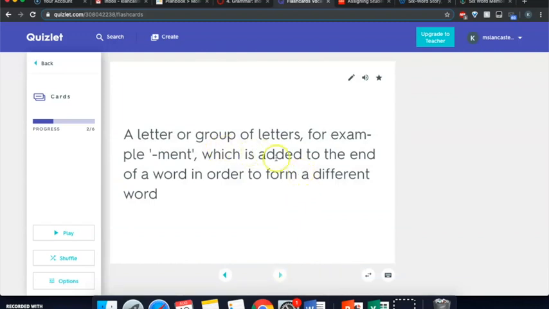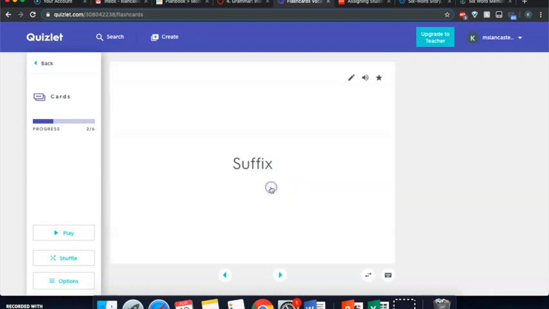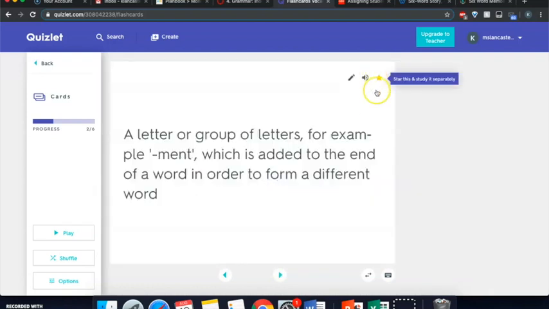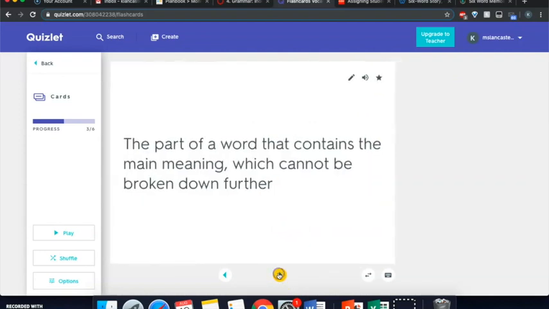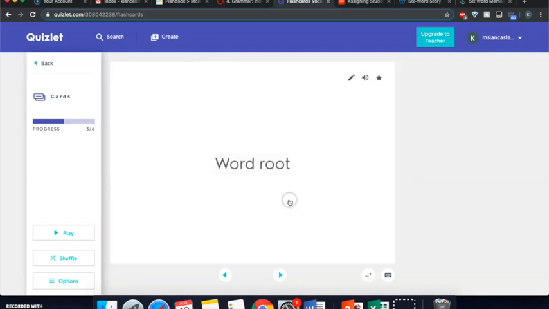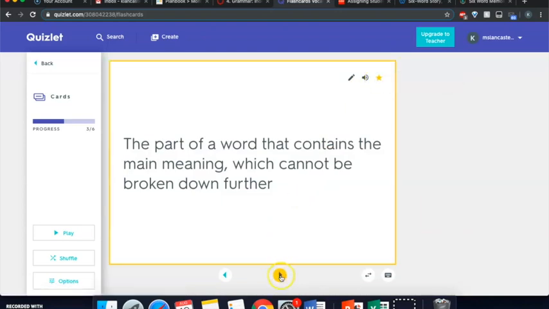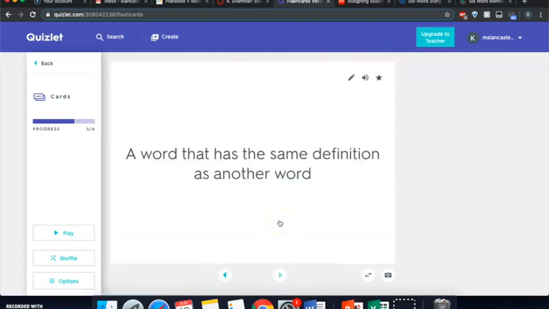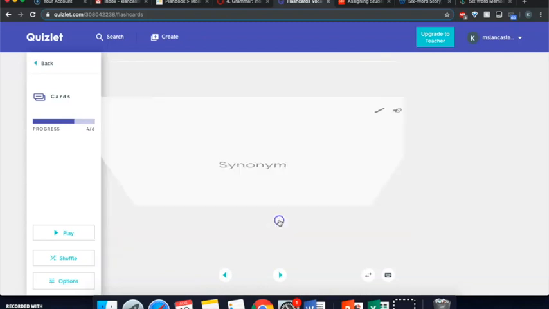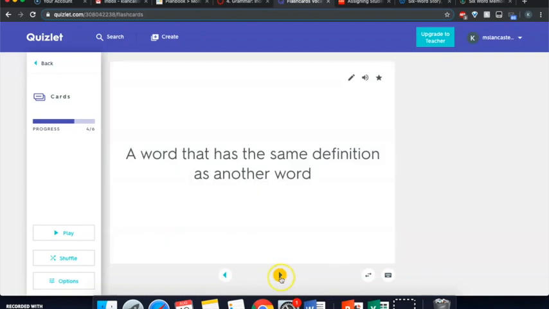Letter or group of letters added to the end of the word. I know that one. The suffix. Let's check my answer. Yeah, it was right, so I don't need to star it. Gonna move on to the next one. The part of a word that contains the main meaning which cannot be broken further. I really don't know. Okay, it's a word root. Since I didn't know it, I'm gonna star it. Let's move on. A word that has the same definition as another word, that is a synonym. And I was right, so I don't need to star that.